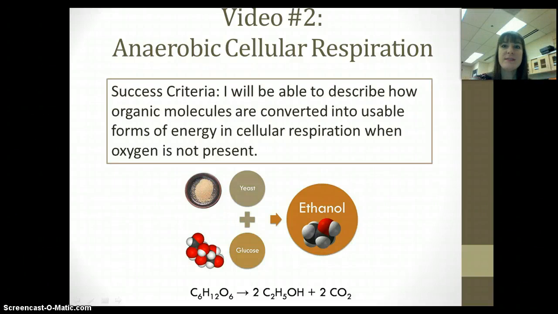Hello students, so this video is about what happens when there is no oxygen present. We already know how cellular respiration works when oxygen is the final electron acceptor. We know at the end of the electron transport chain is where most of the ATP energy is made. However, this process of cellular respiration is really conserved in a lot of different organisms.